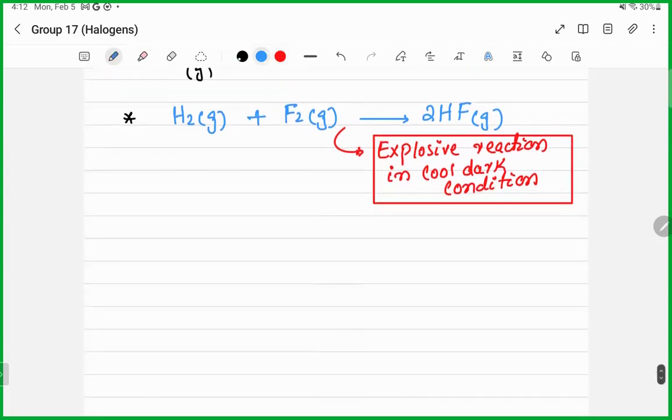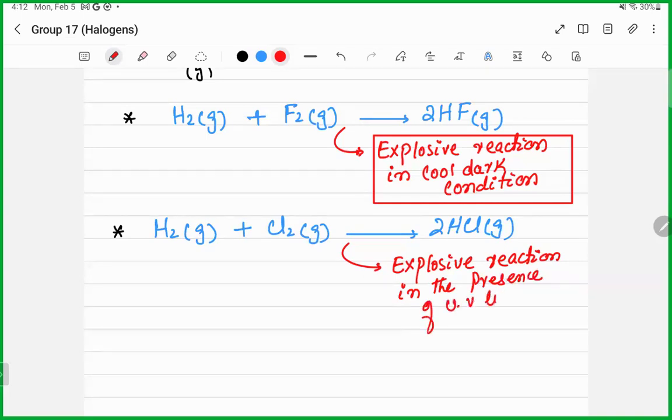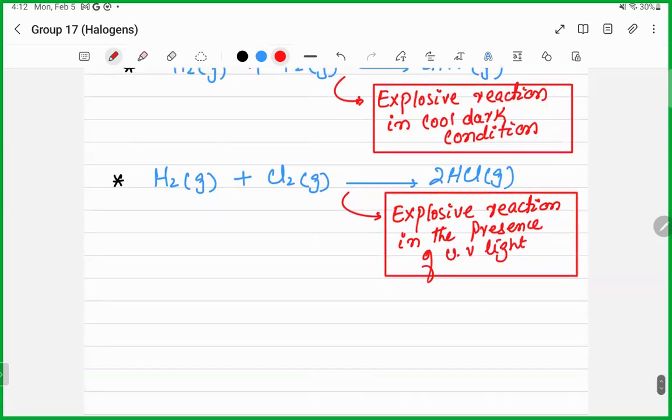Now the reactivity of chlorine is less than fluorine. So if the hydrogen gas reacts with Cl2 gas, now it will form hydrogen chloride gas. Okay? Now again the reaction is explosive, but in the presence of sunlight. Explosive reaction. Okay? In the presence of sunlight, or UV light. I think UV light is the best term for sunlight. Okay? So this is an explosive reaction, but requires sunlight for completion.